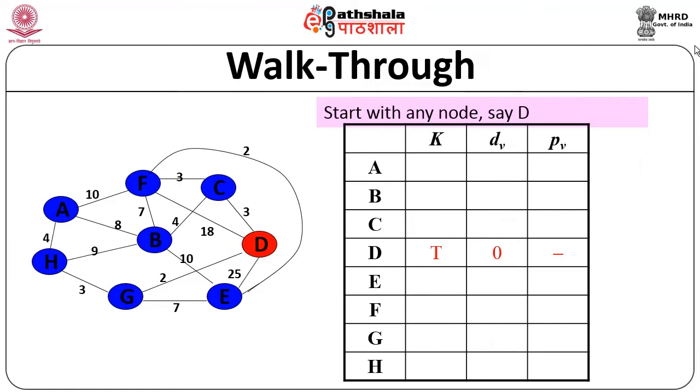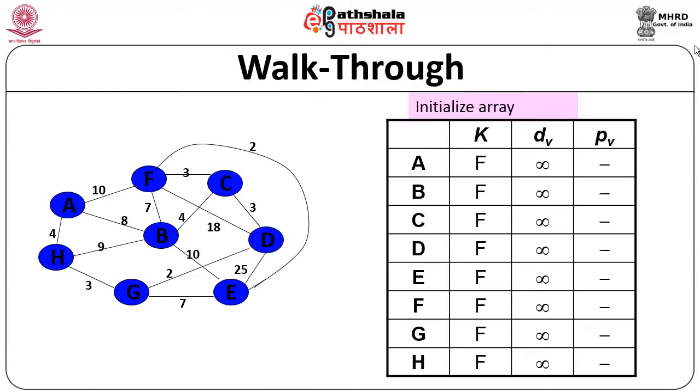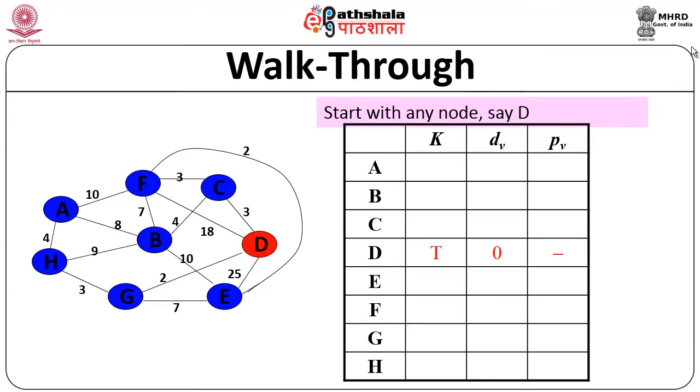Now, you can select any node. So, let us assume we start with D. We could have selected any node for the algorithm, but let us assume we start with D. So, now k becomes true, that means you have visited the node, and initially we label that initial node as 0, that is the distance is 0, and that is it. So, we have not used any edge.